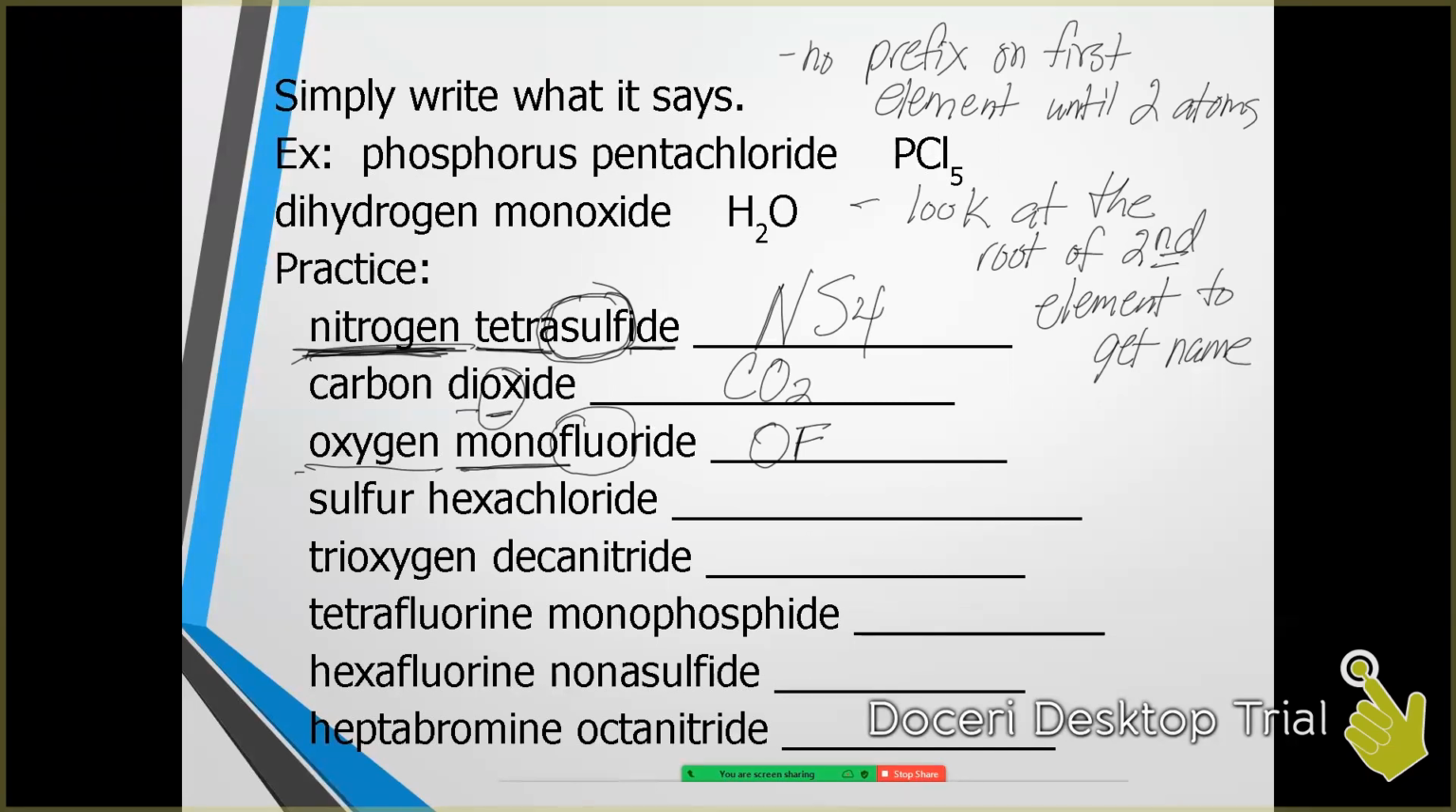All right, sulfur hexafluoride, what do we have? Six, perfect. Try oxygen decanitride. Tetrafluorine monophosphide. Hexafluorine nanosulfide. F6, what else do we have? Oh, S9, nano. Okay, and heptabromine octanitride. N8. All right, so pretty easy.